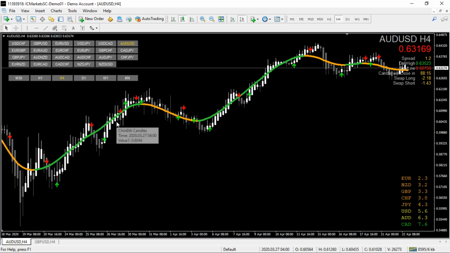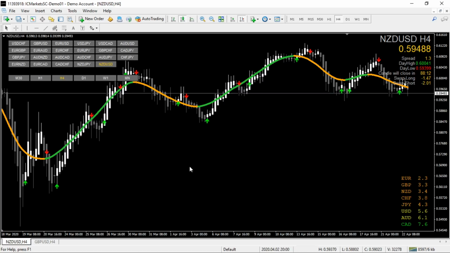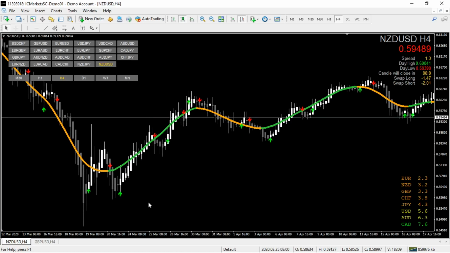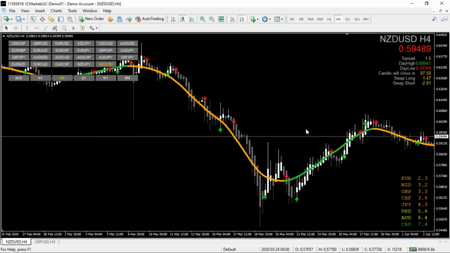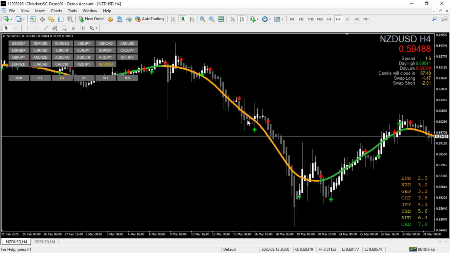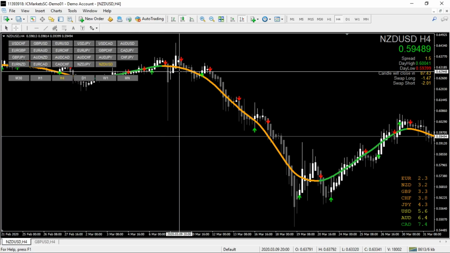Let's take another currency pair. So this is the New Zealand USD 4-hour chart. So as you can see, there's also a very clear trend right here. So if you enter a buy trade here, then we can close the trade somewhere here, which will earn you close to 350 pips. And similarly, see a clear downtrend here, and if you enter a sell trade right here, then you will be earning closer to 600 pips from this trade.